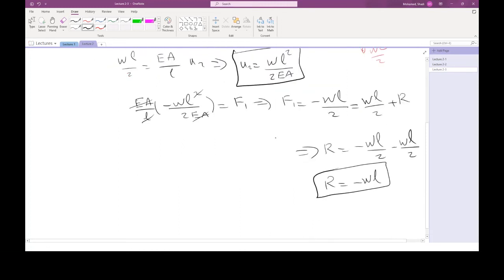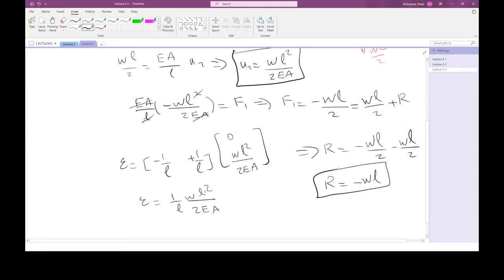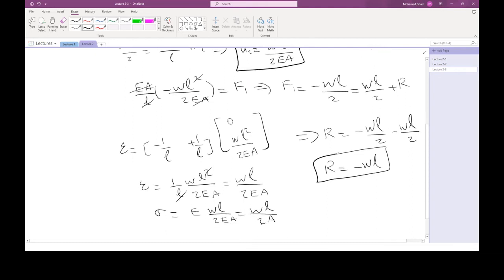Now I'm going to continue and solve the stresses and the strains. So the strain is going to be minus 1 over L, sorry, it is plus now, 0 and U2, so this is WL squared over 2EA, 0 multiplied with minus 1 over L, and 1 over L multiplied with WL squared over 2EA. The square again will go away with the L, and I'll be left with WL over 2EA. Now, for the stress resulting from that, I just multiply the whole thing with E, the elasticity modulus. It is WL over 2EA times E, or simply WL over 2A. So this is the stress I have.